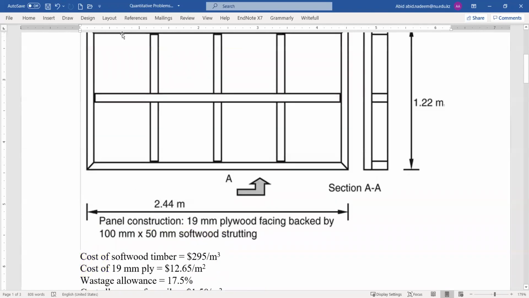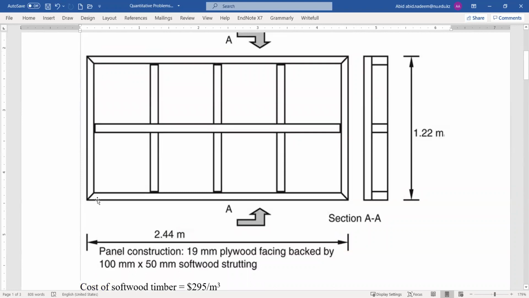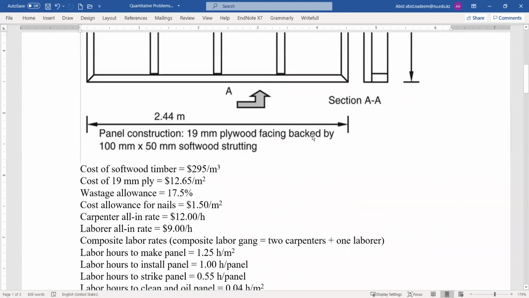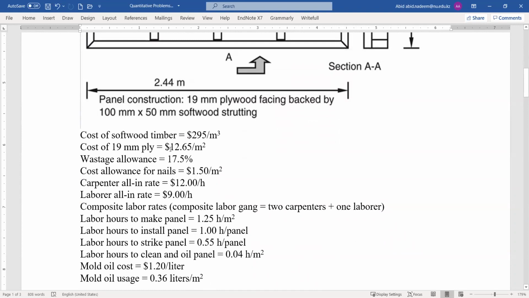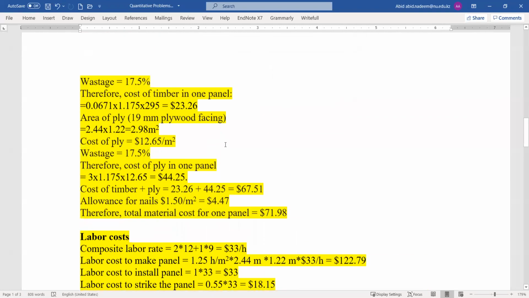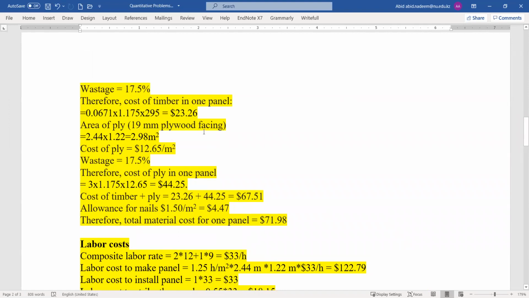The second quantity will be the rectangular wooden plank, 2.44 meter by 1.22 meter. The cost of this wooden plank is given per square meter. So otherwise the timber was calculated in cubic meter, but the plywood wooden plank was calculated in per square meter. So its area will be, for 19 millimeter plywood facing, 2.44 meter by 1.22 meter, that is the area, 2.98 square meter. And then multiplied by $12.65 per square meter.